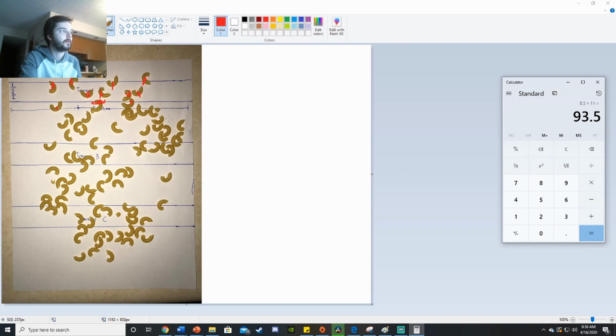So whatever you get for your average density, multiply by 93.5, and that will give you a number that estimates the number of pieces of macaroni on the paper. And again, when I counted, I got about 84 pieces, give or take, depending on your level of scrutiny or if I messed up my count. But either way, that's what you're going to be comparing your number to. So 84-ish is the actual number.